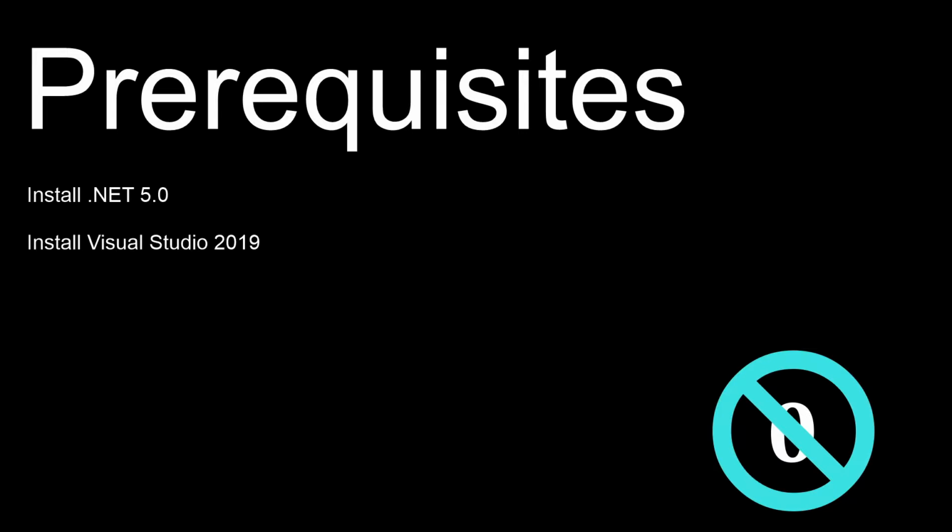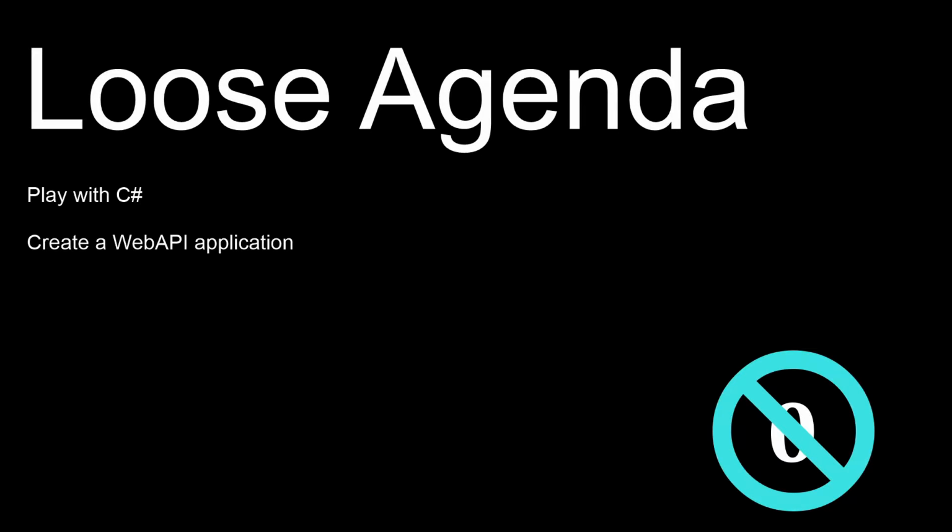Before starting today's exercise, you'll want to install .NET 5.0 and Visual Studio 2019. Community Edition is fine. In this exercise, we'll once again be playing with C#, and we'll do so by creating a WebAPI application.